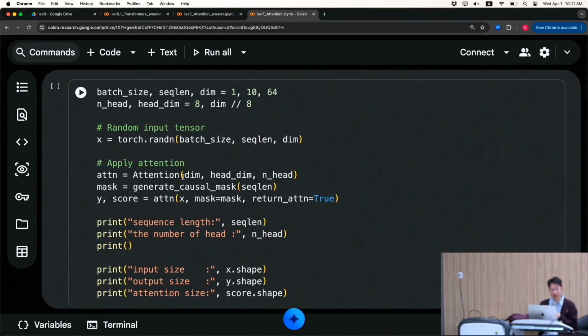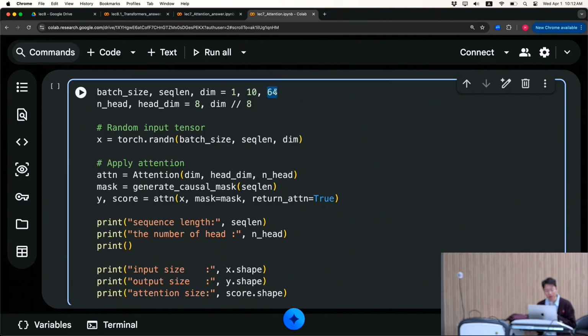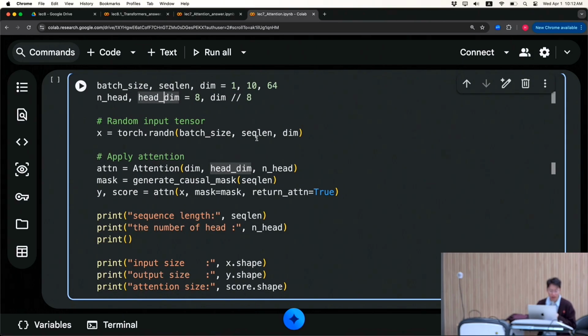the dimensions. We're going to have batch size of 1, sequence length of 10, dimension of 64. That's the input dimension. Number of heads is 8. Head dimension is 8, right? Dimension is 64, divided by 8 is 8. Previously, this used to be twice the dimension, but in this exercise, they are of the same dimension.